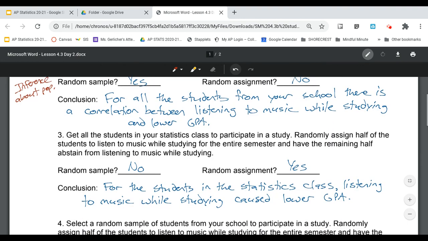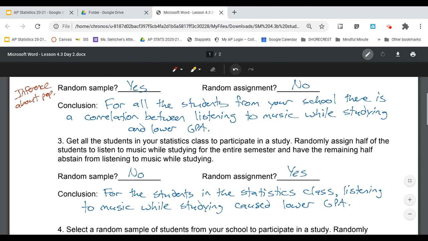Okay, number 3, not a random sample, but there was random assignment. So it was only students in your class, but at least they got randomly assigned to treatments. So this one only allows inference about causation. You cannot assume that the results of this experiment will be true for everyone in the school, but at least for people in that class, you can say, yes, listening to music while studying did cause the lower GPA.